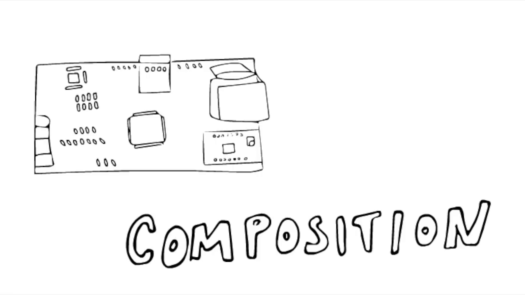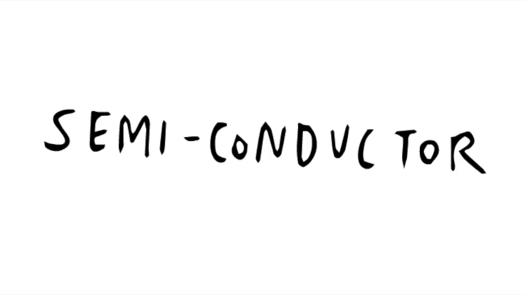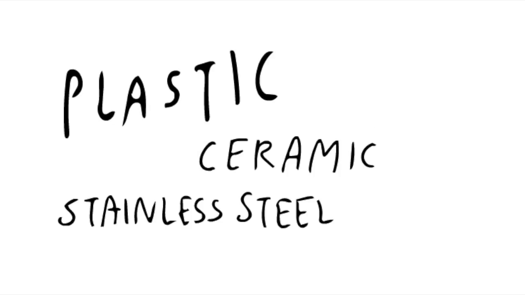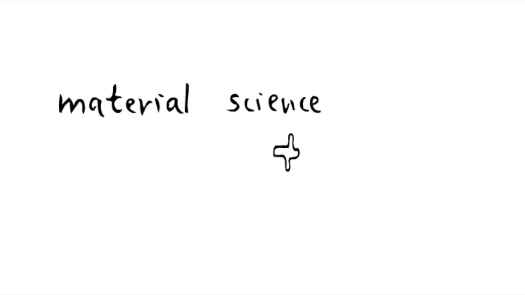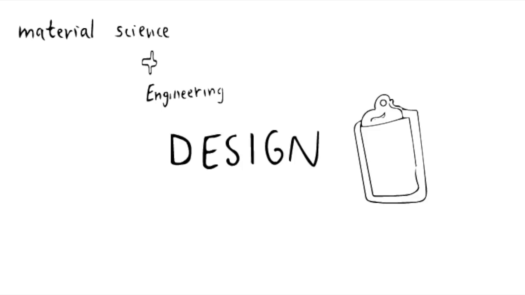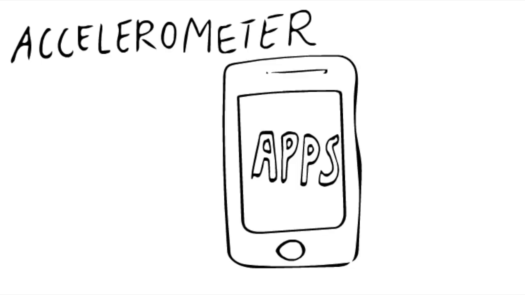The composition of sensors is essential to its function. They are typically made of a semiconductor and are encased in plastic, ceramic, or stainless steel shells. The sectors of material science and engineering are essential in designing a sensor. An example is the production of accelerometers. Accelerometers help rotate phone screens.